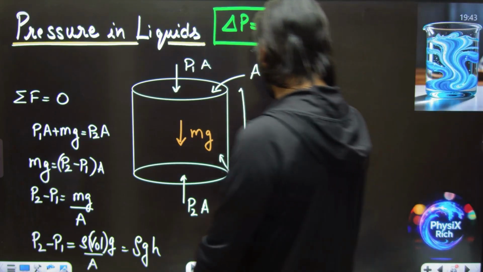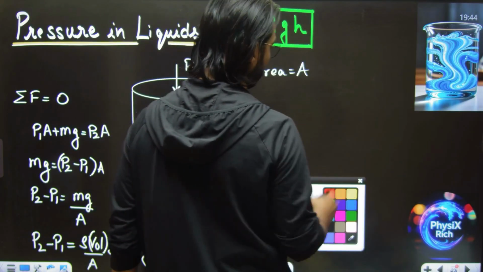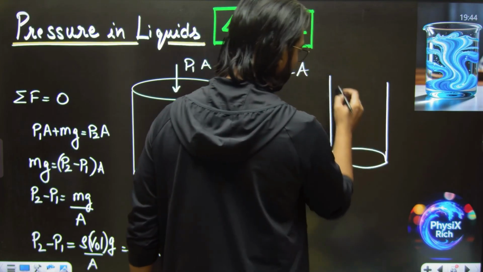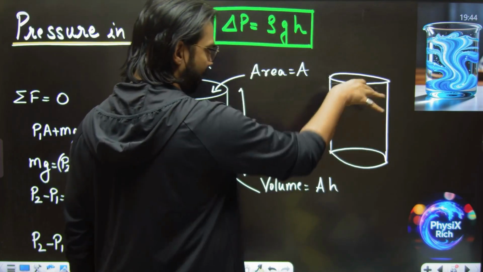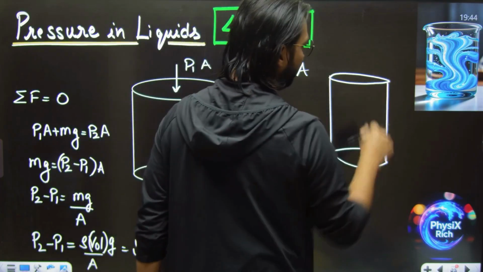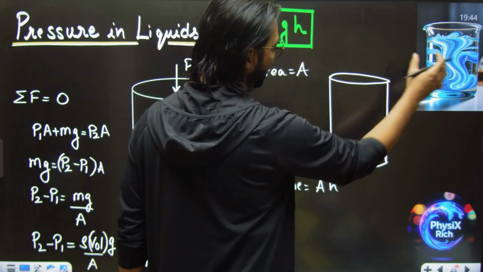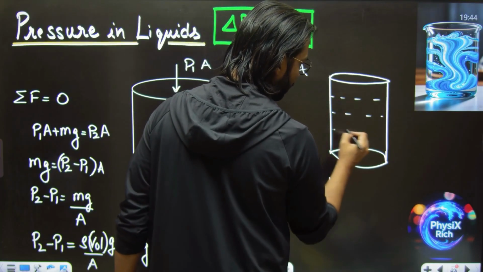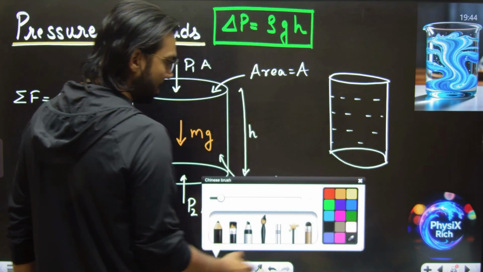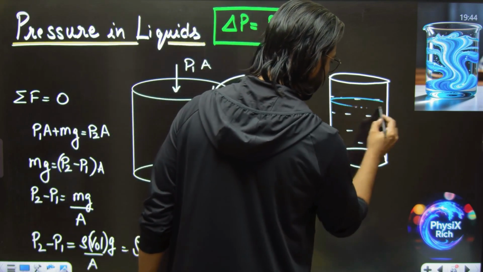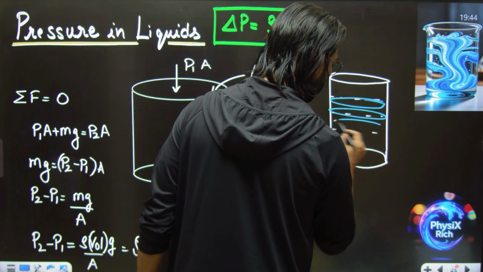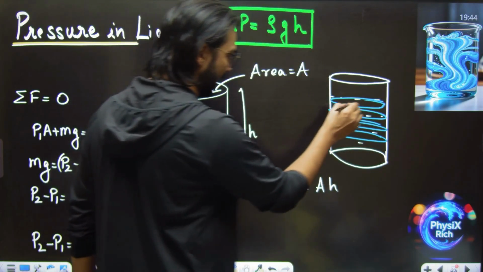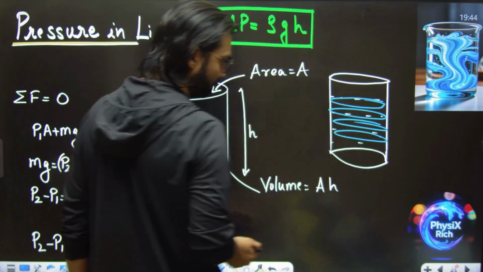Now, you see, guys, if I have something like this beaker, okay? If I have something like this beaker, and I have fluid filled in it. I can't make it as colorful as this beautiful image, but let's just assume that there is fluid filled inside. What I'm going to assume is that this fluid is made up of many hypothetical layers. Okay? These layers are kept on top of each other.